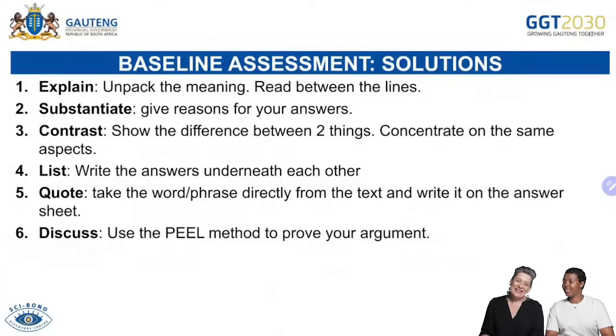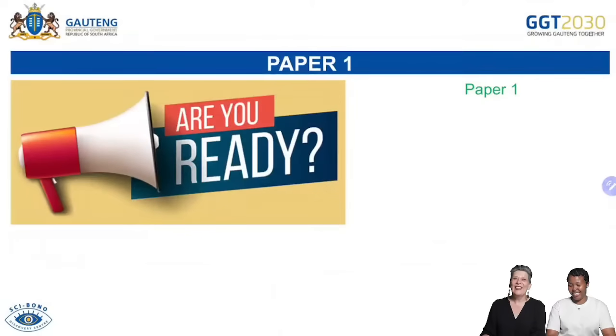So the last one is discuss. And just like substantiate, this one usually pops up on your open-ended questions. And it's usually the last question, either of a cartoon, advertisement, or of the comprehension. And this is where you're going to use your PEEL method to prove your argument. I hope you still remember what the PEEL method is, grade 12s. At this point, you should be singing the tune. You're absolutely right. Now, the question is, are you ready?